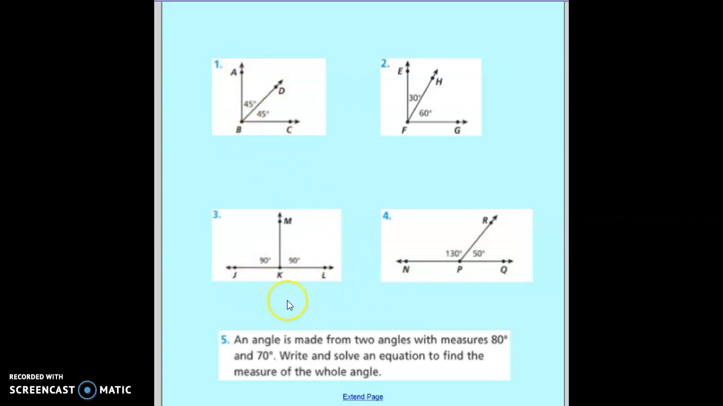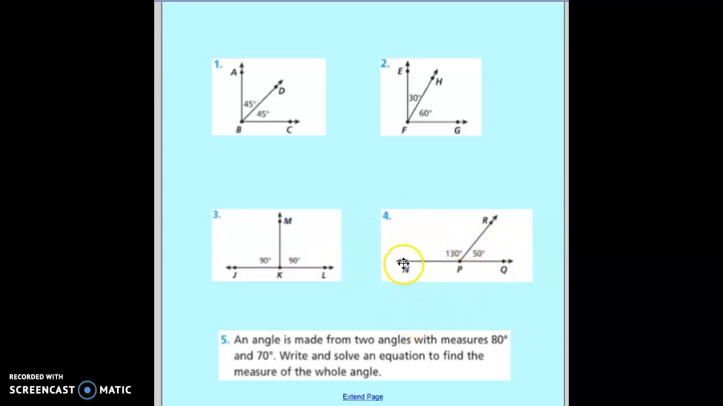Oh, let's look at this one. Here is angle J, K, M, 90 degrees, a right angle. Here is angle M, K, L, 90 degrees, a right angle. What would angle L, M, J be? What would the measure be? L to M, 90 degrees. M to J, 90 degrees. Together, this is a straight angle because it's straight across. 90 plus 90 is 180 degrees.